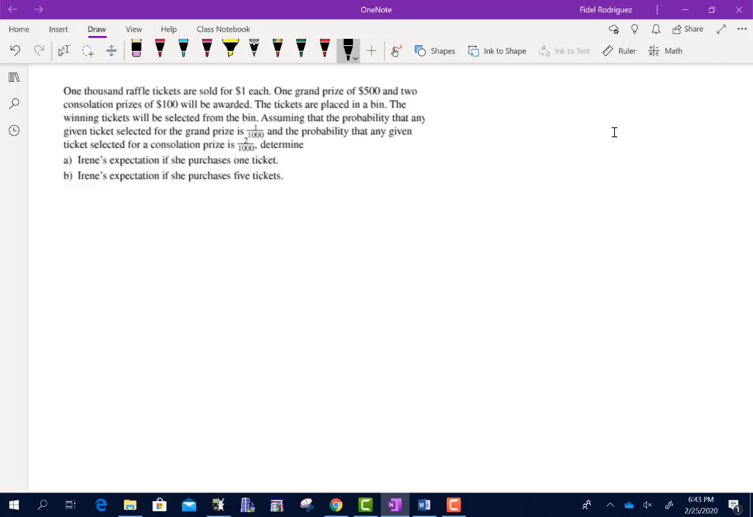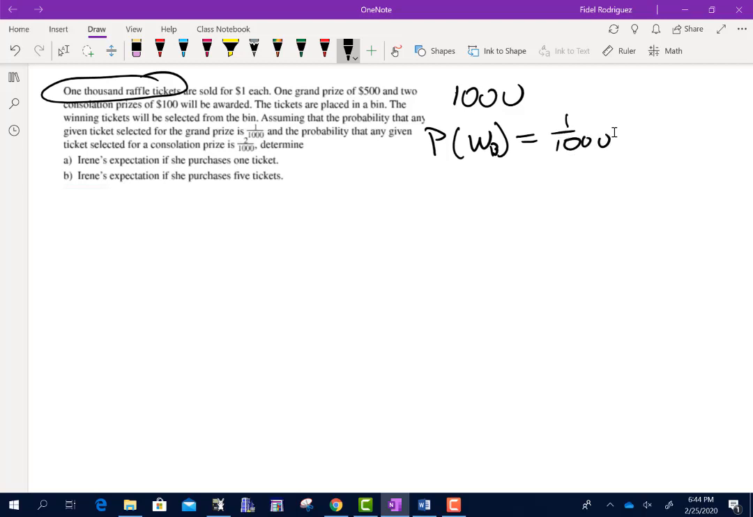Okay, so we have 1,000 tickets, right? 1,000 tickets. Okay, so the probability that we win the big prize, okay, I'll put it like this, B for the big prize, 1 out of 1,000, right?